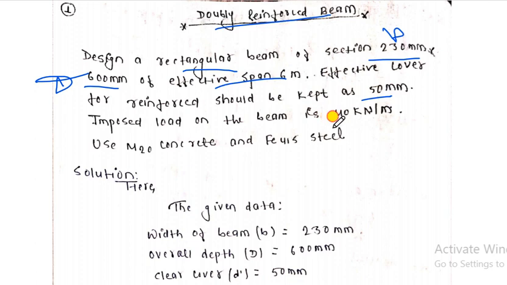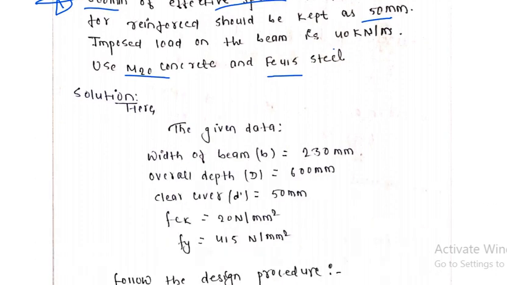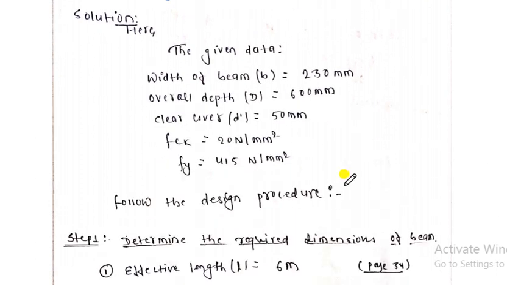The imposed load is given, and we need to use M20 grade of concrete and Fe415 steel, that is HYSD. Before solving the problem, we have to write the given data from the question. The width of the beam is given, and the overall depth is given. The clear cover is given and is represented as d-dash. I hope you know all these things because we have already discussed them multiple times. M20 grade of concrete is given, and Fe415 is given.